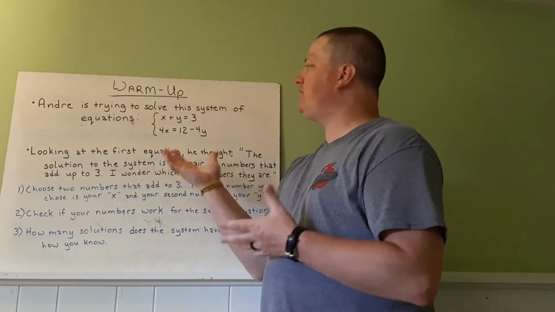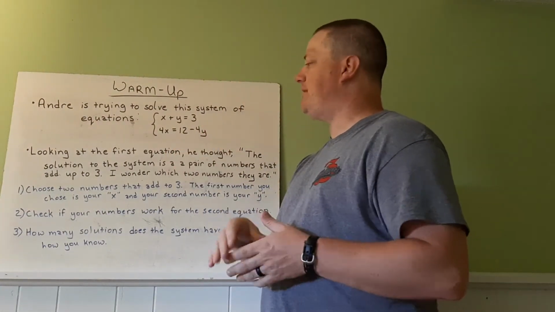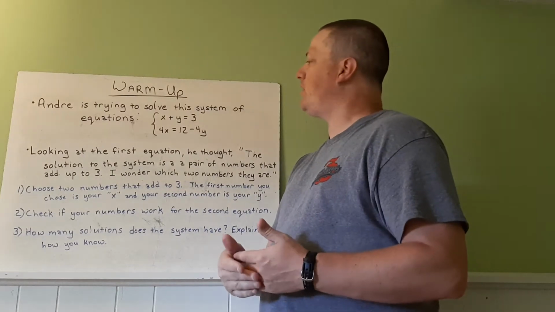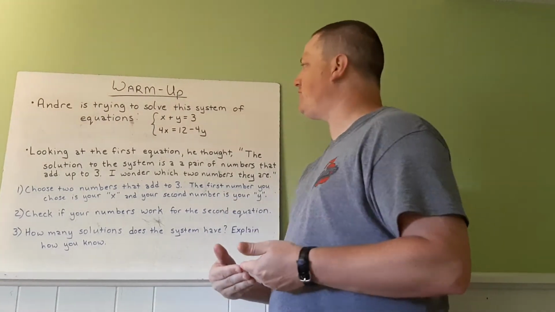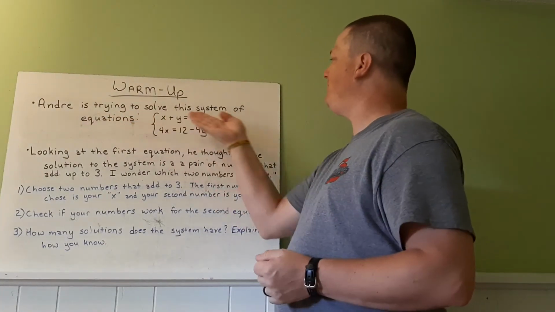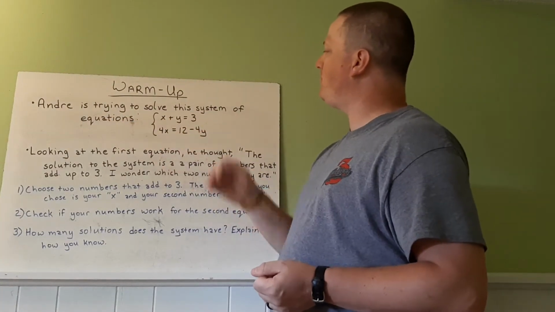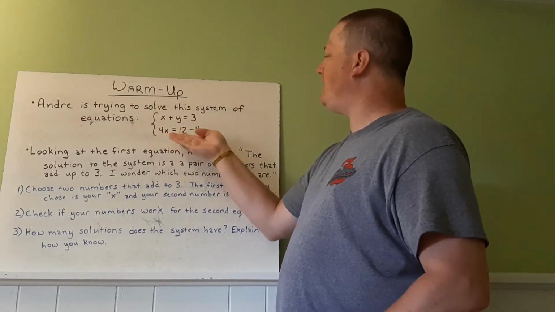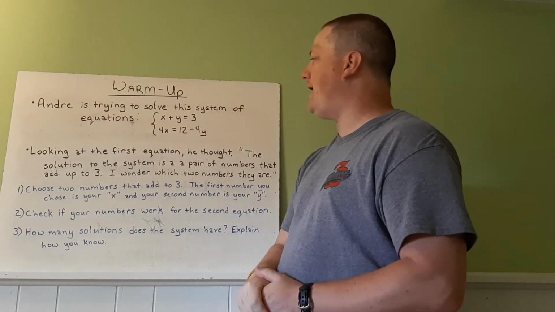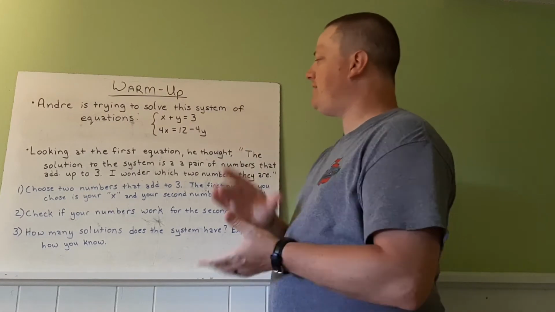All right, so here's a situation of a system that you're going to bring your work on to class tomorrow to start our discussion. So Andre is trying to solve this system of equations. Please write this down. We have x plus y equals 3 and 4x equals 12 minus 4y. All right, write that system down.